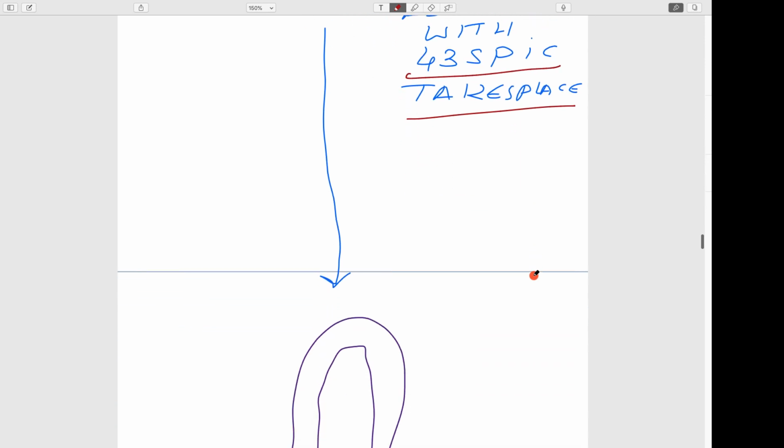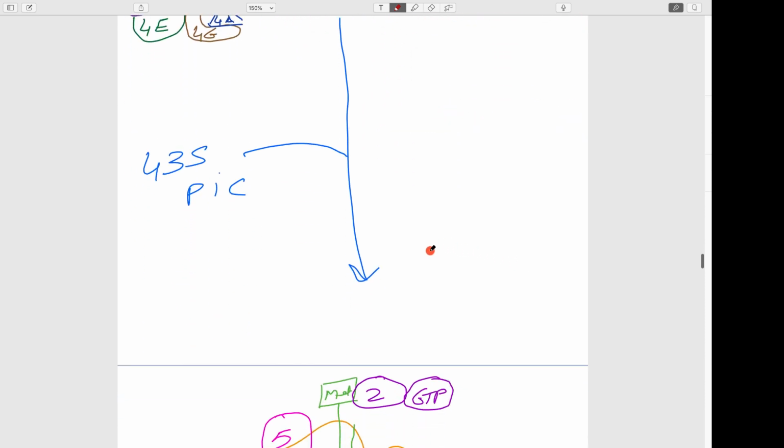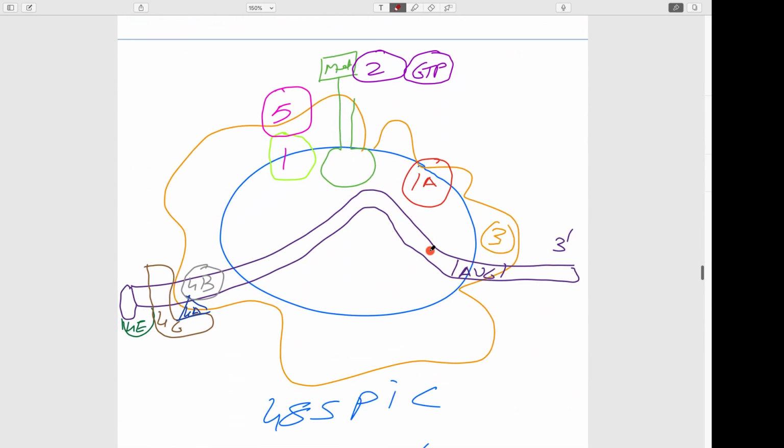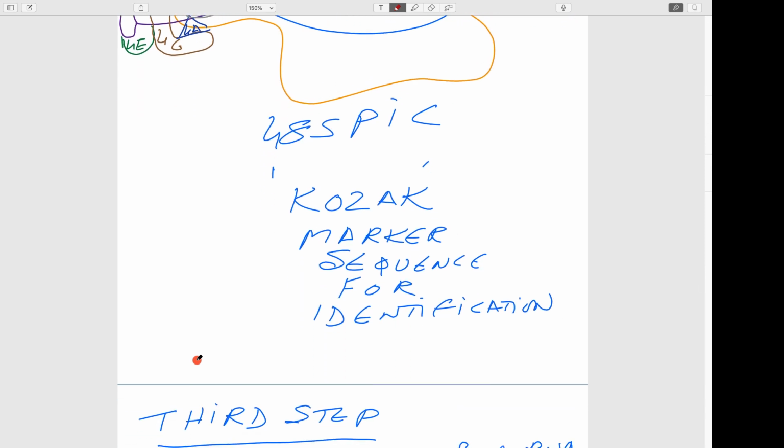Okay, in the next step, this 43S PIC and the messenger RNA bind with the various factors, leading to formation of the 48S complex, where you can see the many factors: 1, 5, 2 GTP, methionine transfer RNA, 1A, 3, and 4B, 4A, 4G, and 4E. This is the 48S PIC. The correct alignment takes place due to the presence of the Kozak sequence. It is a marker sequence for identification, whereas in prokaryotes, it is the Shine-Dalgarno sequence.